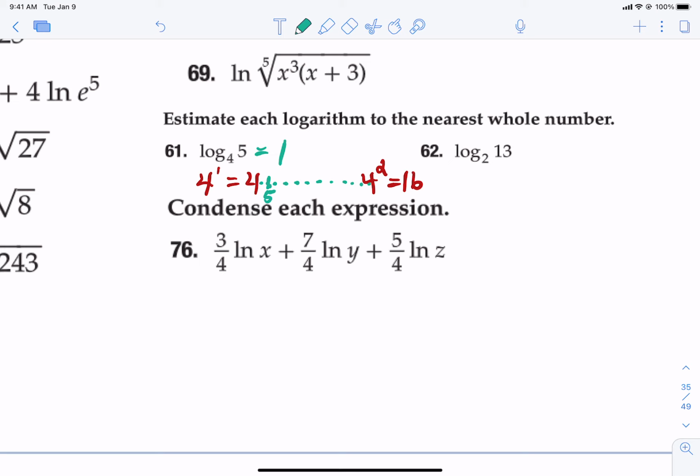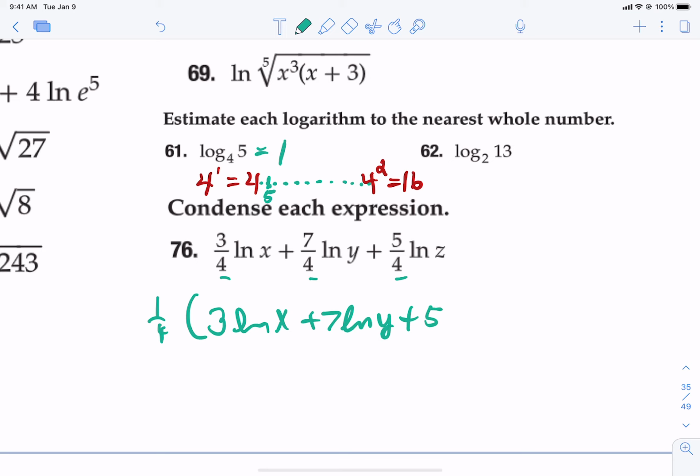So let's look at 76. Every single one of these has a 1/4 there. So let's pull it out in front here. A 1/4 is like a radical, okay? So let's think about that. Each one of these, let's pull that inside. So we're going to ignore that 1/4. I just didn't want to have to deal with fractions for a while.